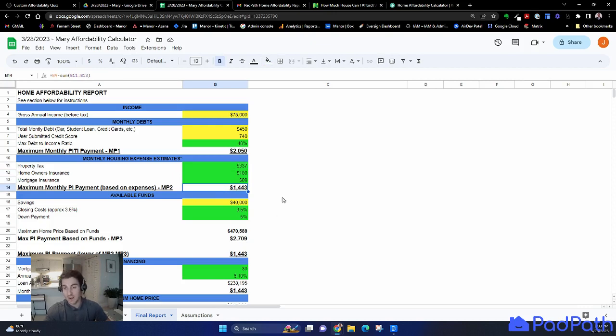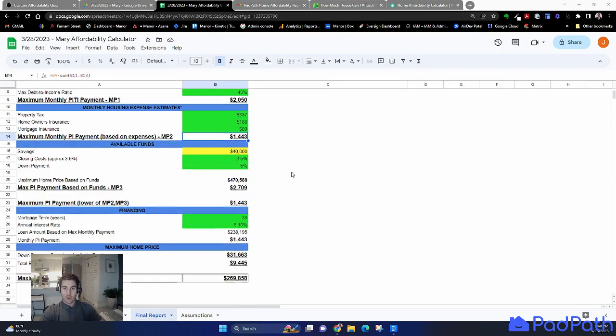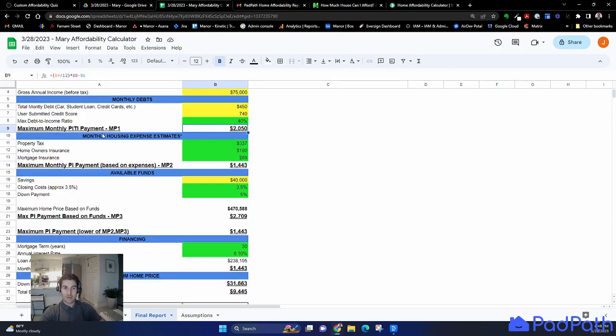So based off of this figure, it's solving for a maximum home value, given her income, given a maximum DTI of 40%, and it is estimating that Mary can safely afford a $1,443 monthly payment. Now this max monthly payment is just for principal and interest. So up here, the $2,050 is her maximum monthly principal, interest, taxes, and insurance payment based off of her income. This is the maximum principal and interest payment. So it's basically the difference between her maximum monthly payment and all of these expenses.